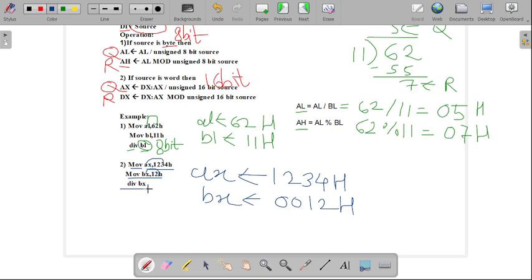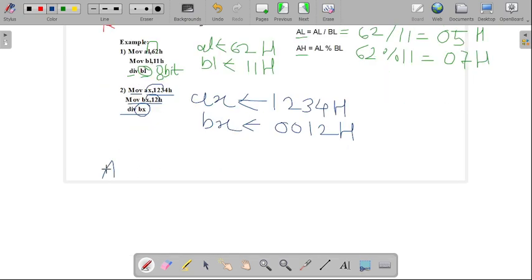Now we have to perform the division instruction. In this case of the division instruction, our source is 16-bit. Our BX register is 16-bit, so our source is 16-bit, that is, the word operation will be carried out. Whenever our source is word, we store the quotient in the AX register and we store the remainder in the DX register.